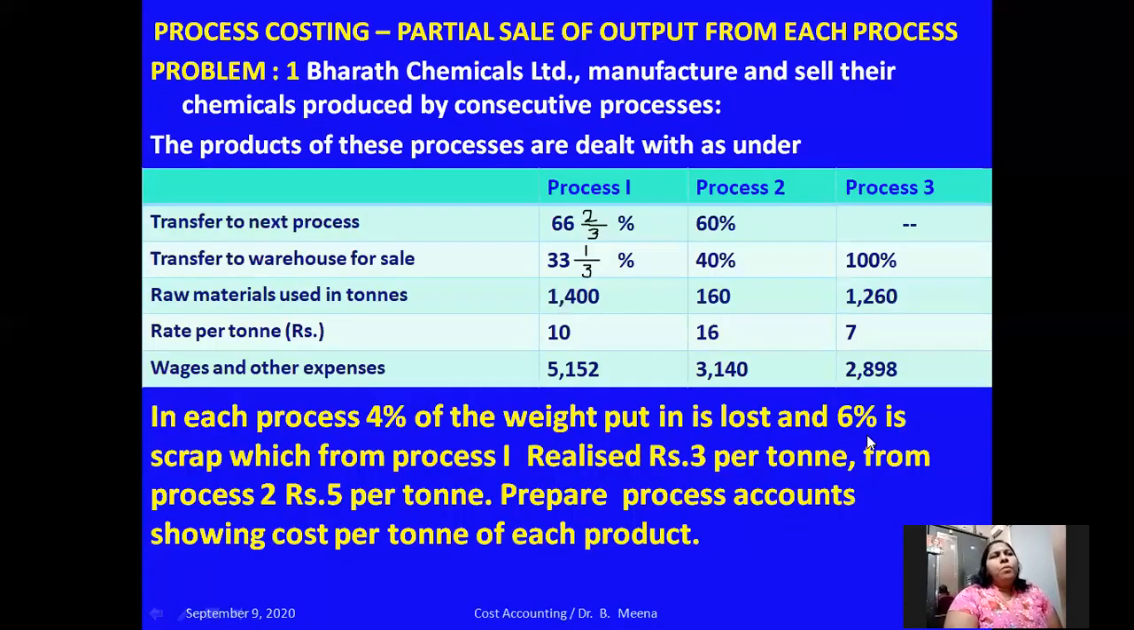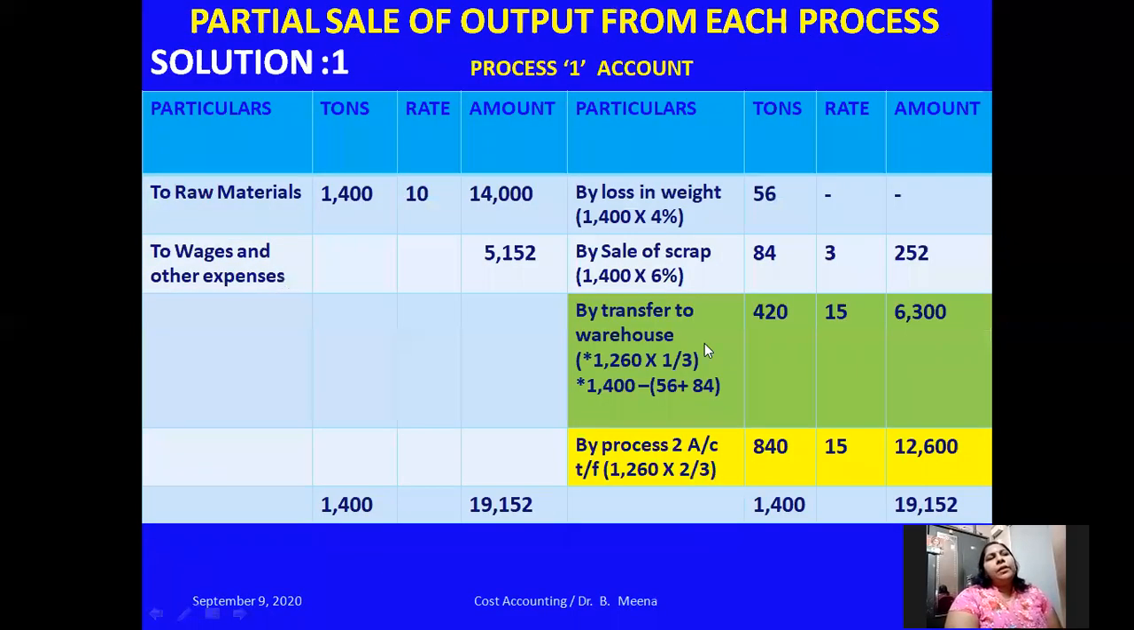As per this problem, in each process 6% is scrap, and process one realizes 3 per ton. So whatever scrap I'm getting from process one, each ton is going to be sold at the rate of 3 per ton. Look at the calculation. By sale of scrap, out of 1400, 6% means I'll get 84 tons. So 84 tons I got as scrap. Each ton is sold at 3 rupees, so 252 rupees is the value of the scrap for this process.